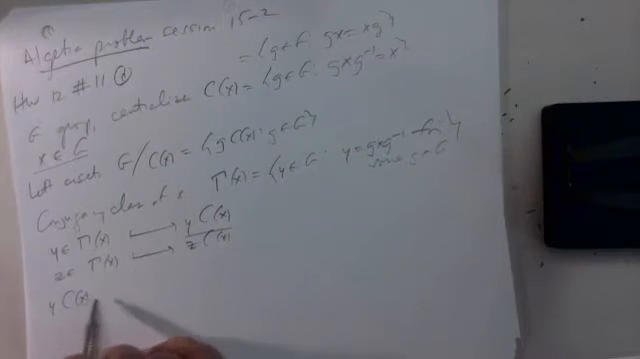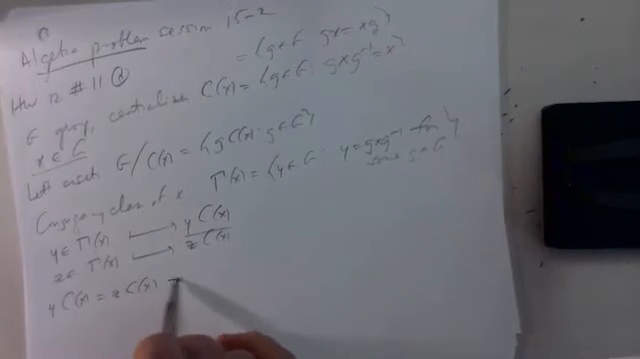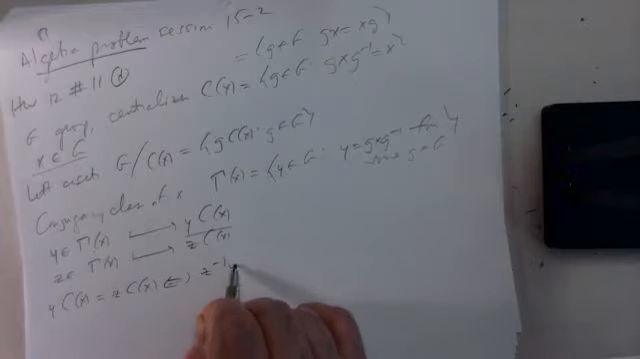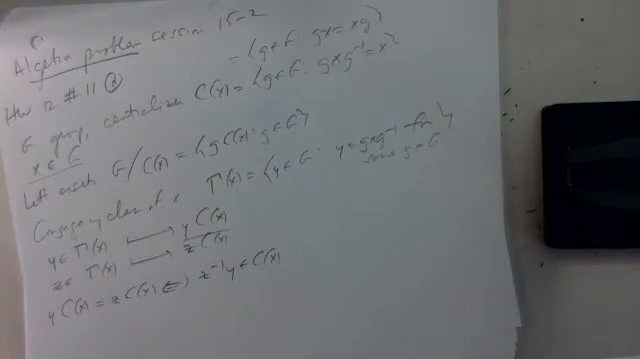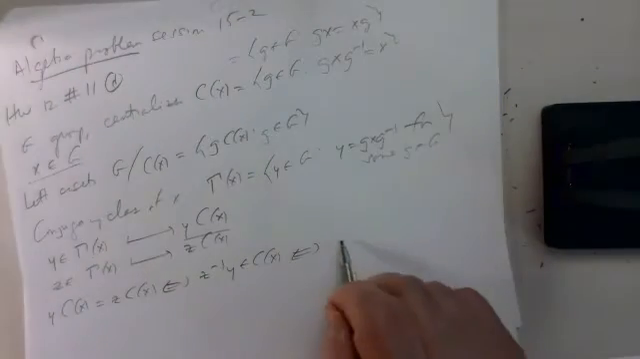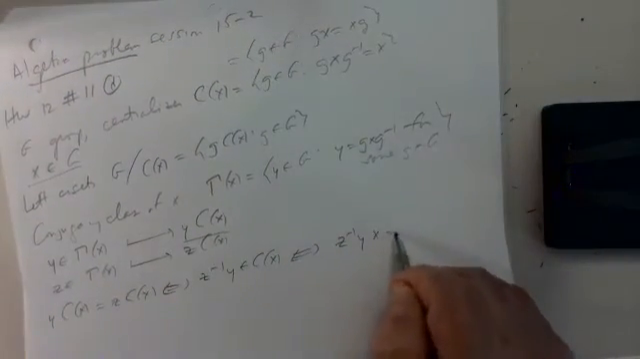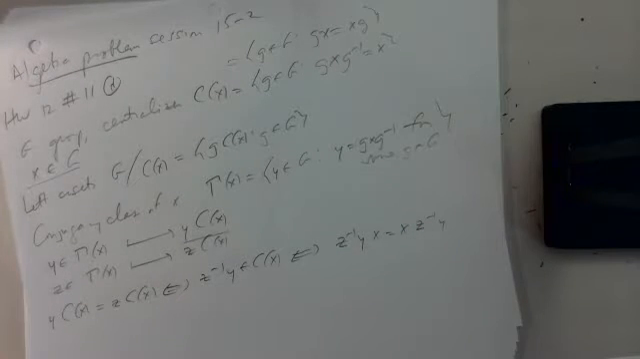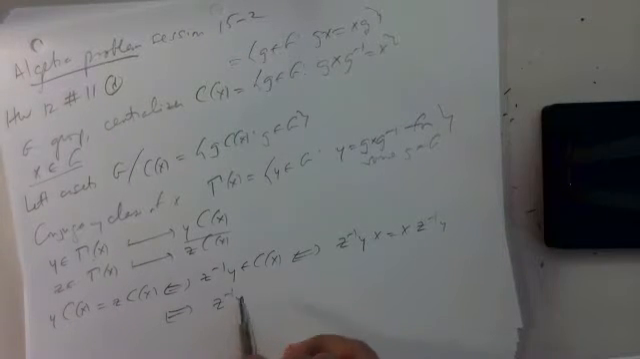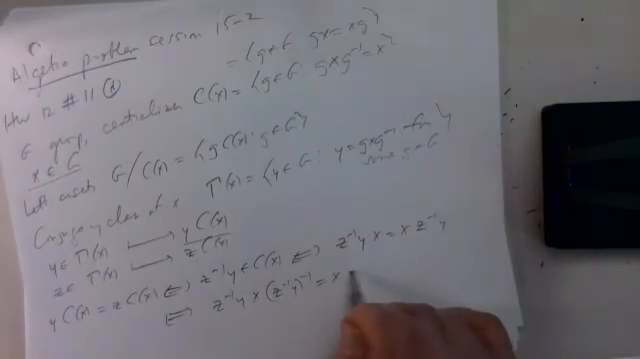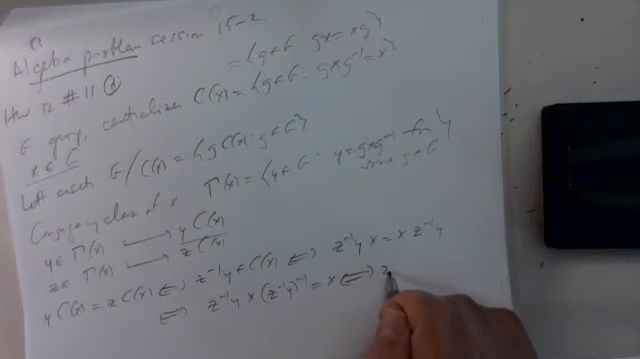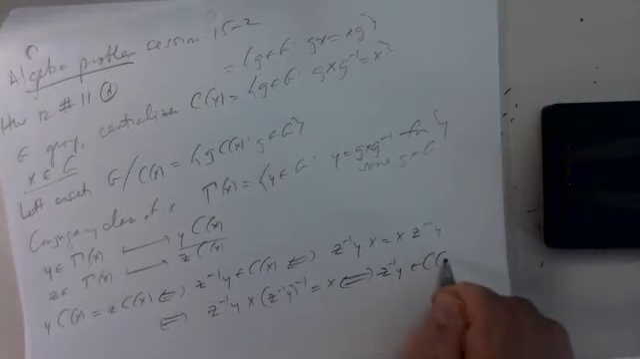If Y C of X equals Z C of X, that happens if and only if Z inverse Y is in C of X. So that happens if and only if Z inverse Y X equals X Z inverse Y. Which is the same as saying Z inverse Y X times Z inverse Y inverse is equal to X, which is the same as saying that Z inverse Y is in the centralizer.